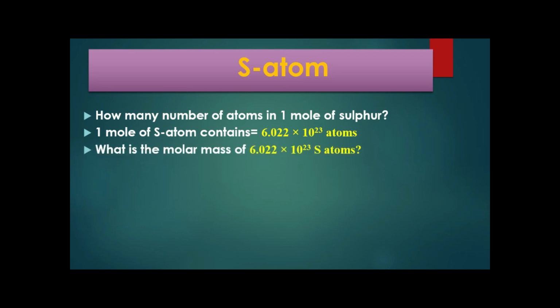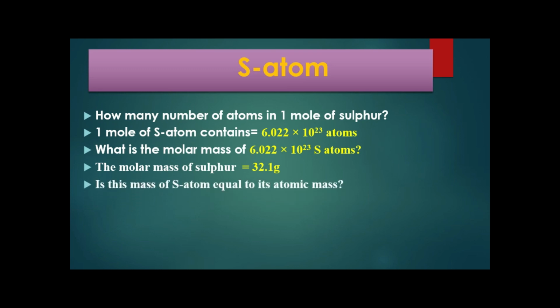So what is the molar mass of 6.022 × 10^23 sulfur atoms? Yes, students, if we have 6.022 × 10^23 sulfur atoms, what would be the molar mass of sulfur? The molar mass of sulfur is 32.1 gram. Is this mass of sulfur atoms equal to its atomic mass?